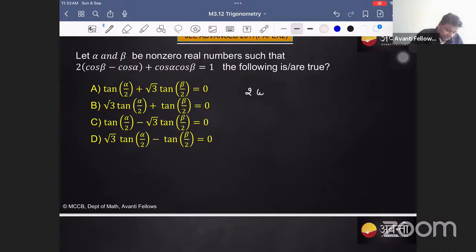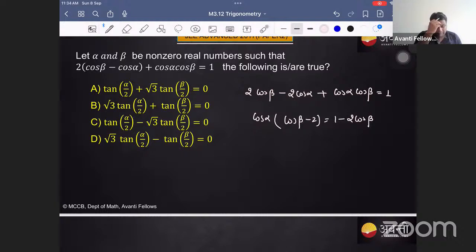2 cos beta minus 2 cos alpha plus cos alpha cos beta is equals to 1. This is given to me. Got it? Let's write alpha in terms of beta. So you will get cos alpha common, cos beta minus 2 is 1 minus 2 cos beta. Cos alpha into cos beta minus 2 is 1 minus 2 cos beta. So from there we got cos alpha is 1 minus 2 cos beta upon cos beta minus 2.